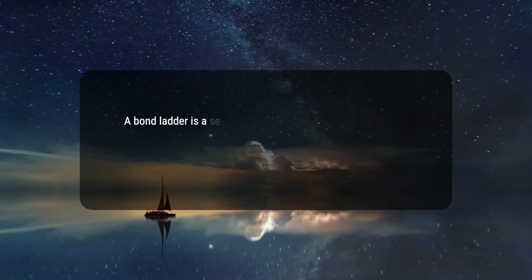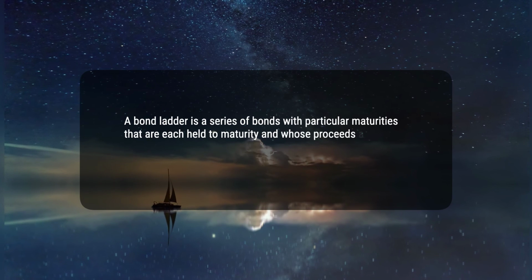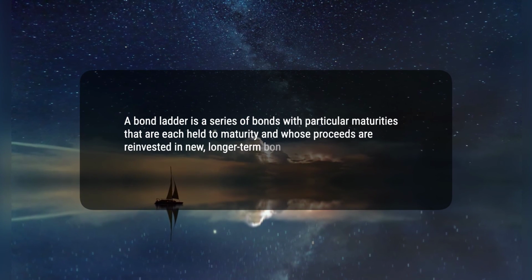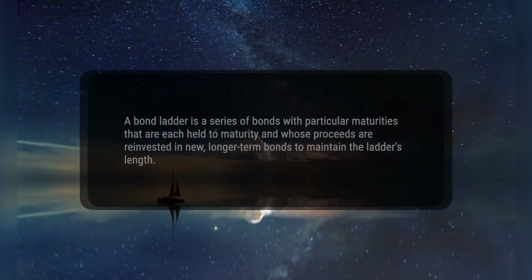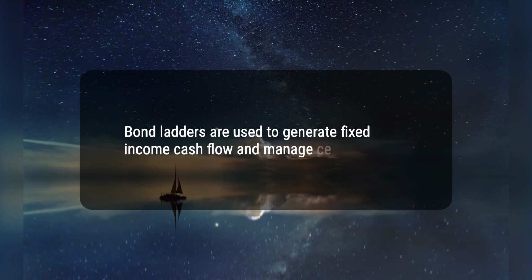3. A bond ladder is a series of bonds with particular maturities that are each held to maturity and whose proceeds are reinvested in new, longer-term bonds to maintain the ladder's length. 4. Bond ladders are used to generate fixed income cash flow and manage certain risks.